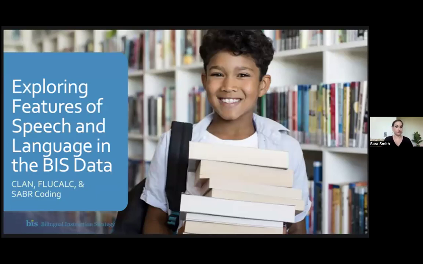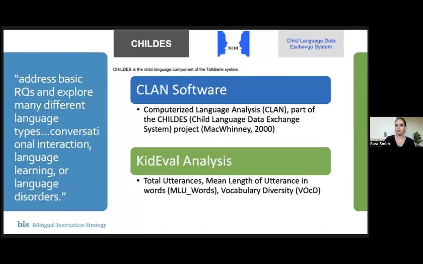We're also using FluCalc, which is a sub-program of CLAN, and that focuses on disfluencies, which refers to just disruptions in that forward flow of speech. And then we're also using SABRE, which is Systematic Assessment of Book Reading. And this is a coding system that examines features of child and teacher talk during shared reading experiences, and in particular allows us to code for inferential language.